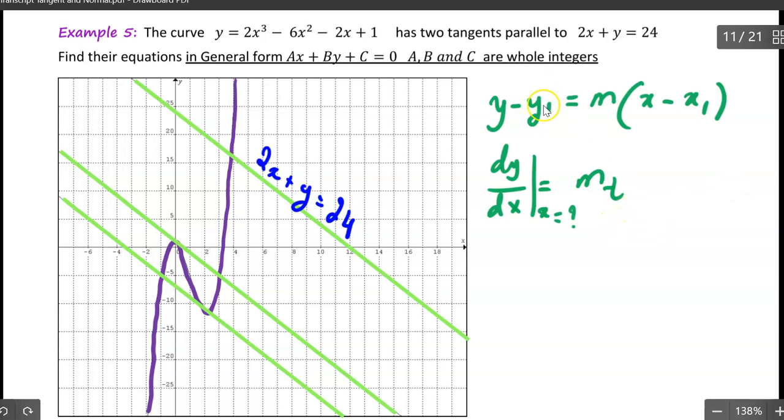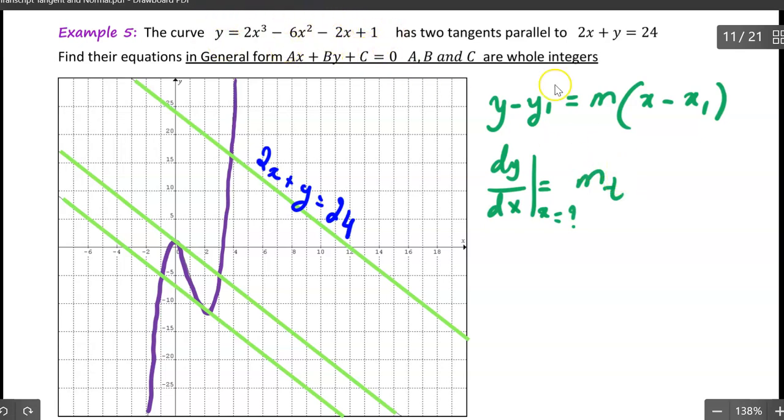Then in order to write the equation in the general form ax + by + c = 0, you must have the point, so you must have x1 and y1. After you find the equation for this line using this formula, you can manipulate that equation into this form. So basically, your immediate step is to differentiate this equation right here.